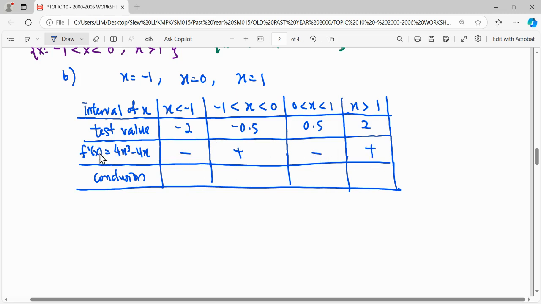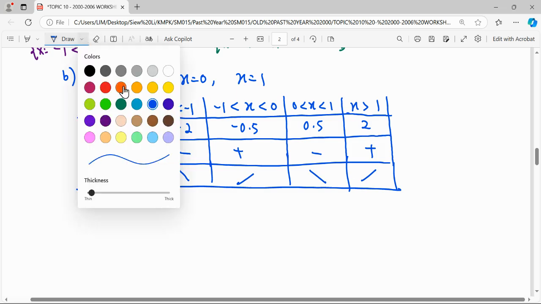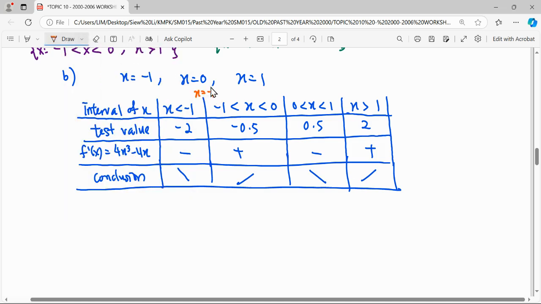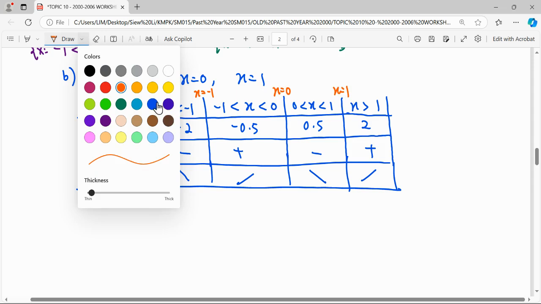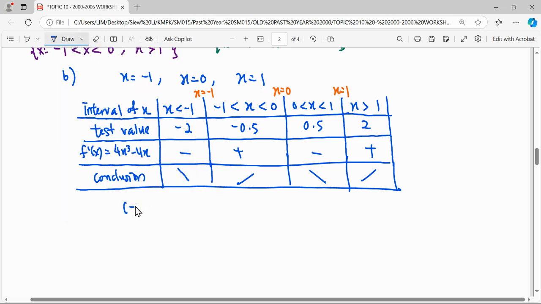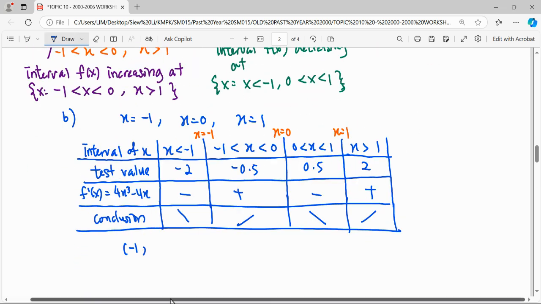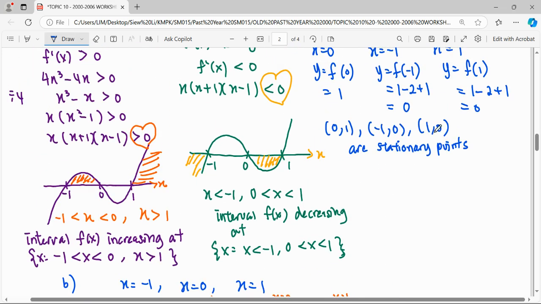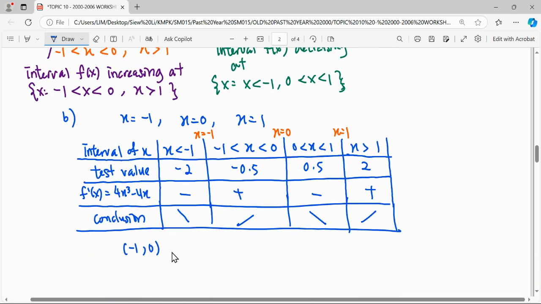So the conclusion: the first derivative test is about the tangent. Negative is decreasing, positive is increasing, so decreasing, then increasing. You can notice the point in the middle at -1, 0, and 1. From here we can identify that -1 is a minimum point and 1 is also a minimum point. So (-1, 0) and (1, 0) are minimum points.